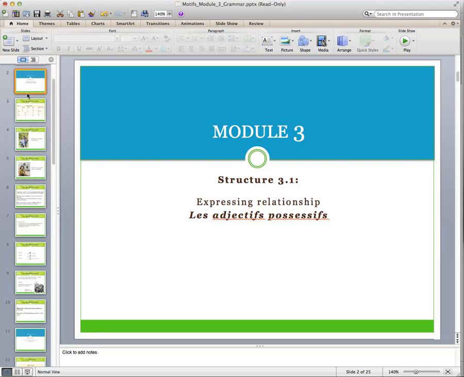Bonjour! This week we'll start Module 3 with Structure 3.1 and possessive adjectives.